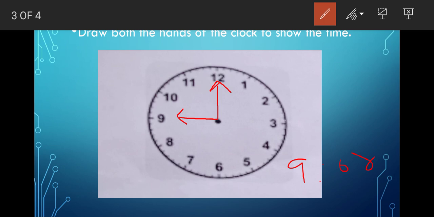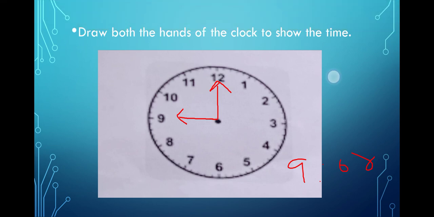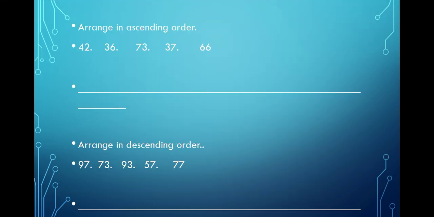Now that's it. I hope you understand. Now let me erase this one. Now this is the next question. Arrange in ascending order. There are some numbers given, so you have to arrange these numbers in ascending order. The first one is 42, 36, 73, 37 and 66.